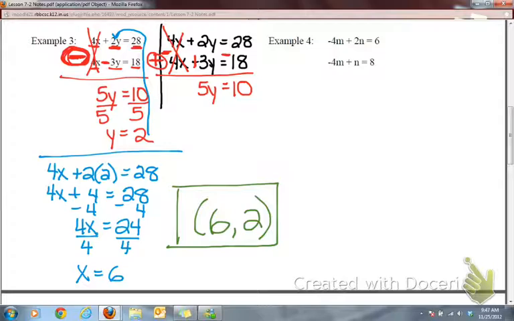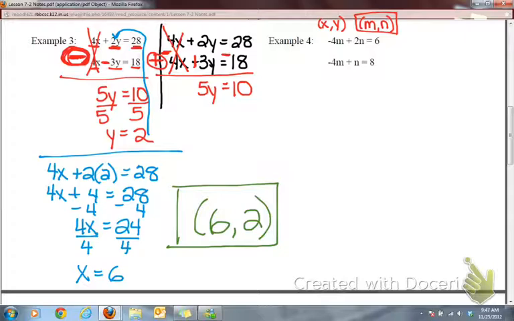So here we go. We have negative 4m plus 2n equals 6, and then negative 4m plus just regular n equals 8. Don't let the m and the n confuse you. Just like x comes before y in the alphabet, m comes before n. So the m is like your x and the n is like your y. When we write our ordered pair, we'll write the m number first and then the n number.